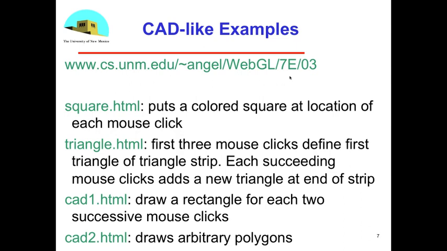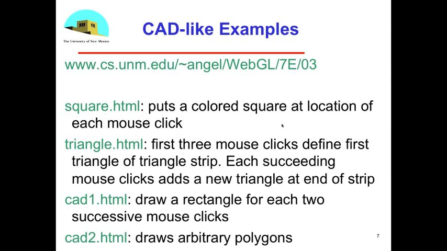Second example I'm going to show you is storing the mouse clicks so that you can define a triangle strip. So the first 3 clicks you need to get that first triangle, but then with a triangle strip, each successive mouse click is going to generate another vertex that will be combined with the last 2 to get a new triangle at the end of the strip, and I'll show you that.